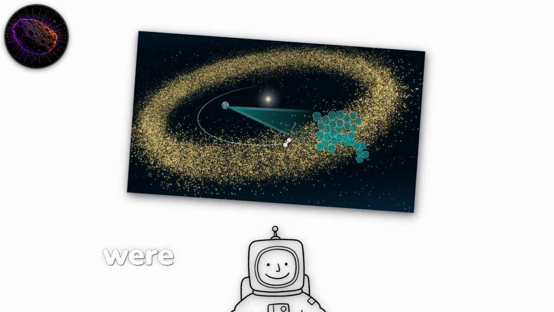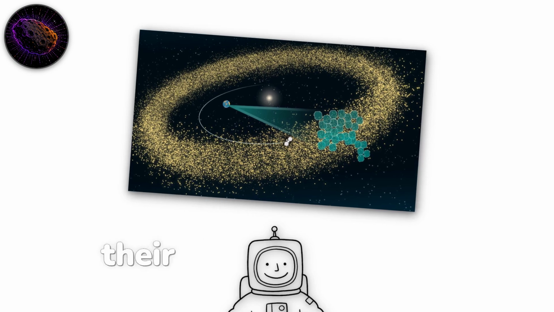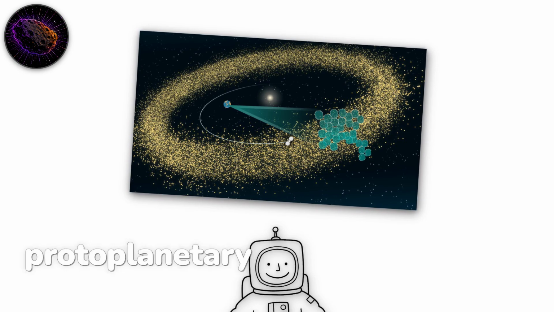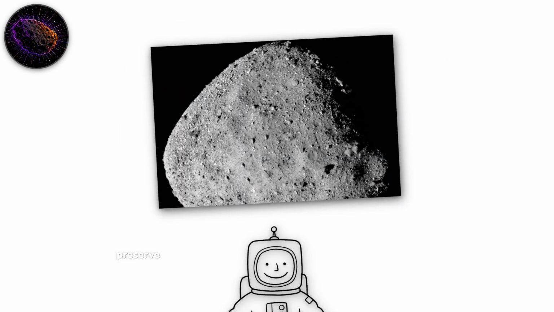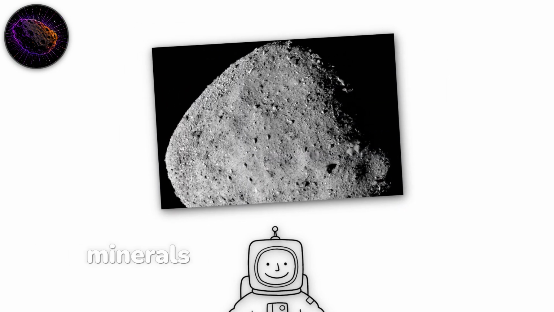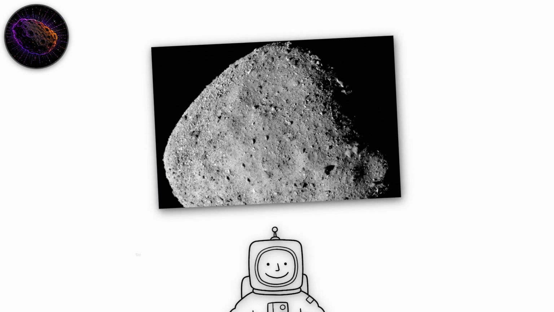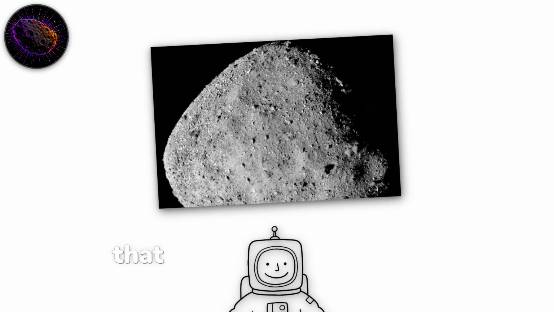C-type asteroids were mostly found at the outer edge of the main asteroid belt, their increasing abundance with distance from the Sun reflecting the temperature gradient of the protoplanetary disk in which they formed, the outer disk being cool enough to preserve the volatile-bearing minerals and carbon-rich compounds that characterized the C-type composition, while the inner disk's higher temperatures had driven off those volatiles from the asteroids that formed there.